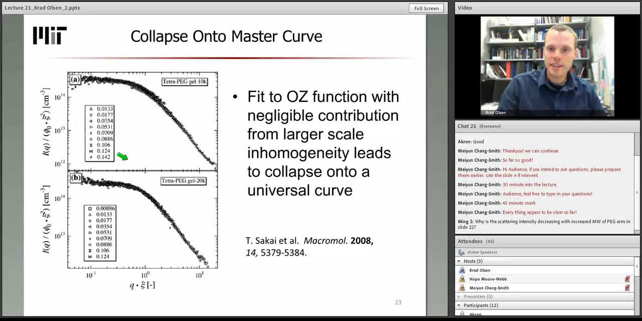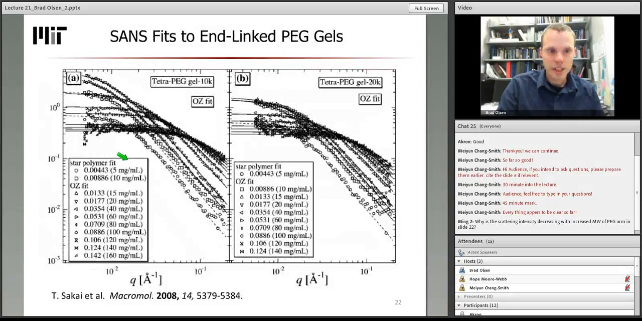All right, hang on a sec. We just got a question. Let me see if I can answer it. So the question is, why is the scattering intensity decreasing with increasing molecular weight of the PEG arm in slide 22? Right. So let me try to find a couple of data sets where we can make an exact comparison of that.